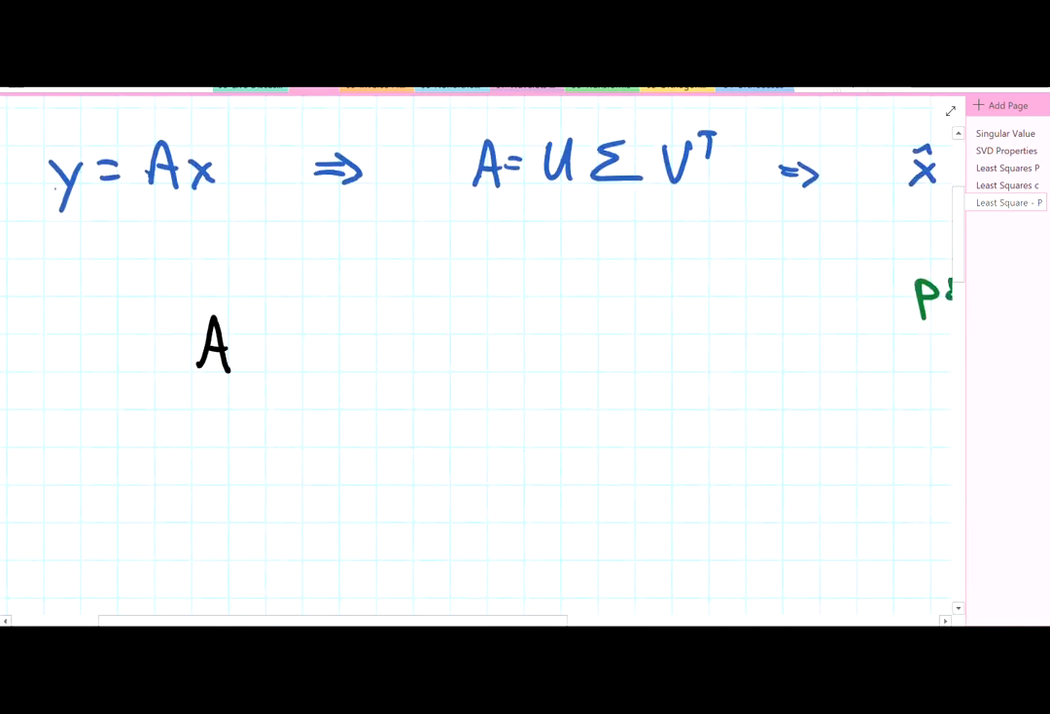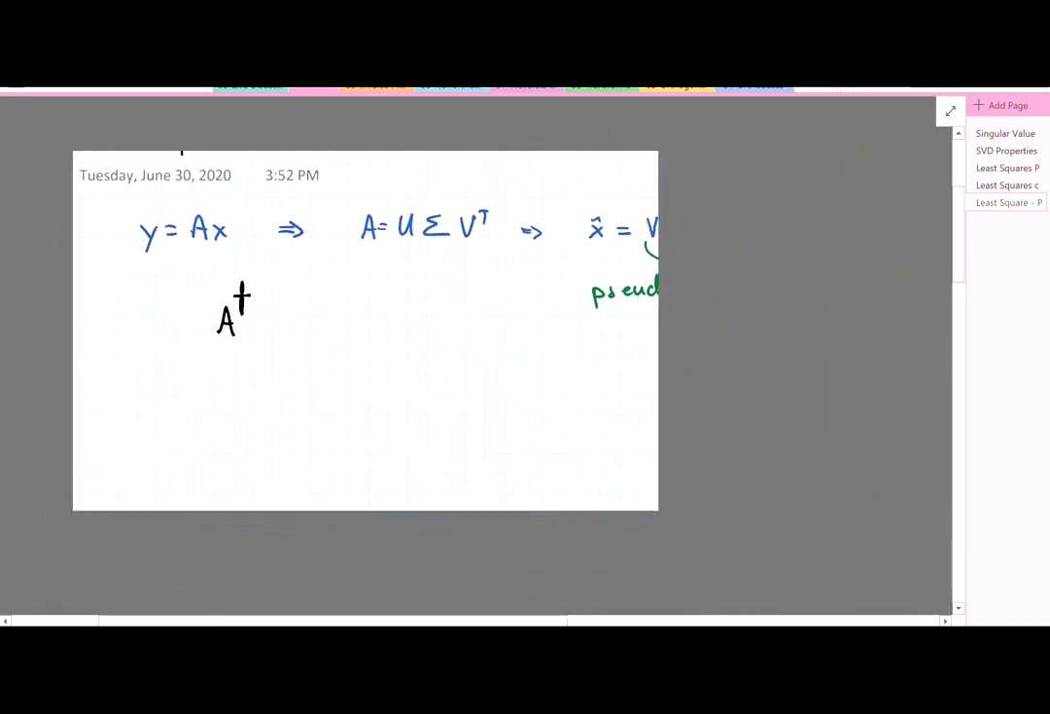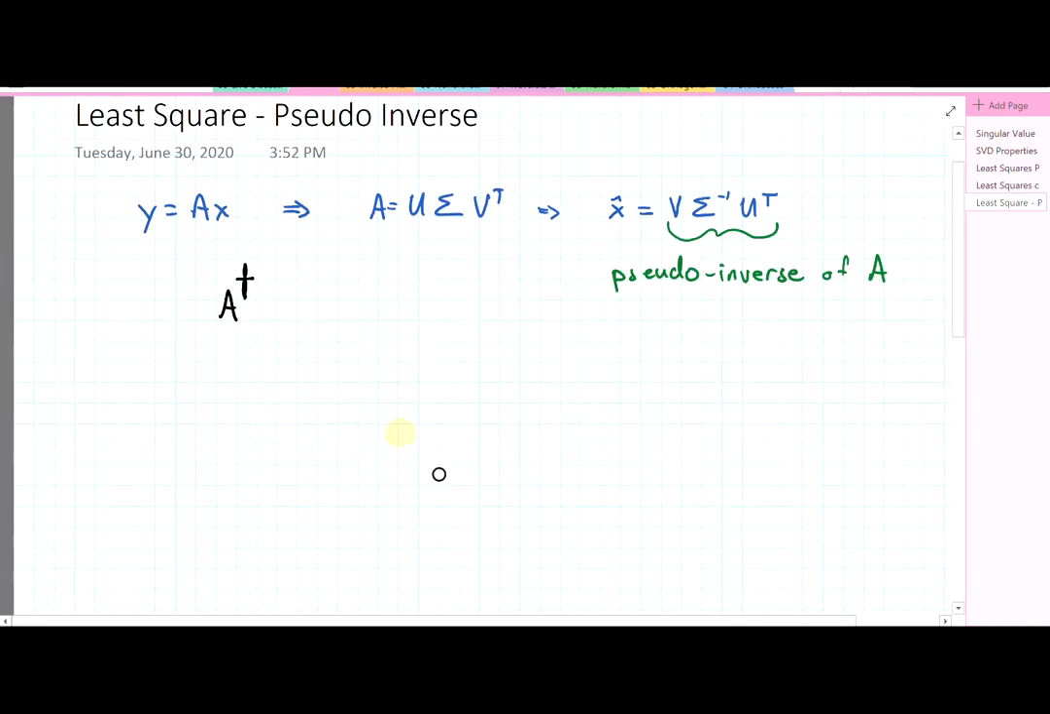For this first time, I may as well make a credible attempt at a dagger. Usually there's some typeface that does it well, something like that. In future, we'll just make a plus sign up there, or a lowercase sans serif t. That's equal to V sigma inverse U transpose.